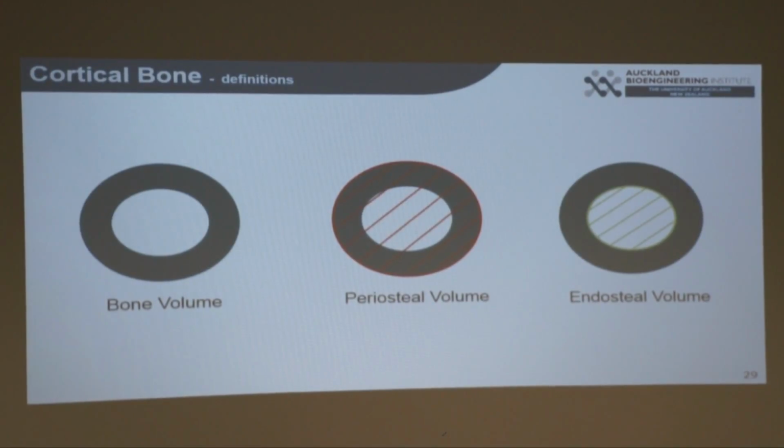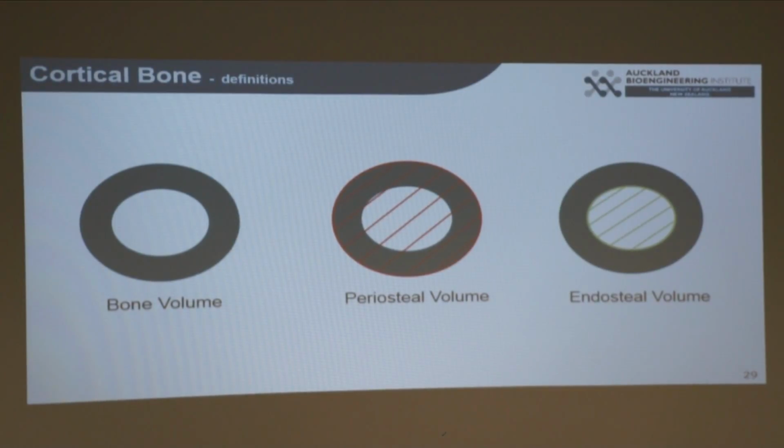So with the cortical bone, the parameters are not as straightforward, or not defined as straightforward as the trabecular bone. So you can think of the cross-section of the cortical bone as a donut. So everything that's bone, so everything in blue there is the bone volume. Now, the periosteal volume is everything inside the periosteum, or the red circle, and the endosteal volume is everything inside the endosteum, or the green circle.